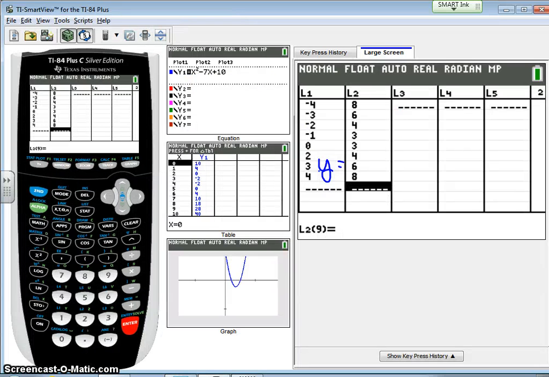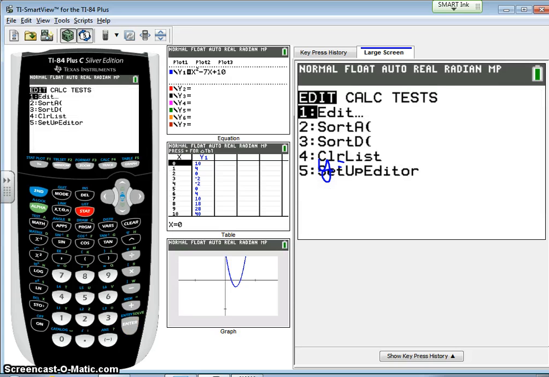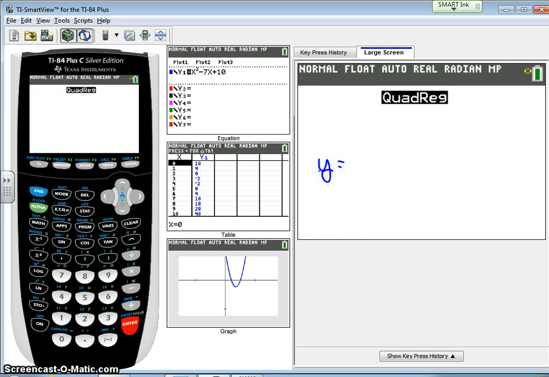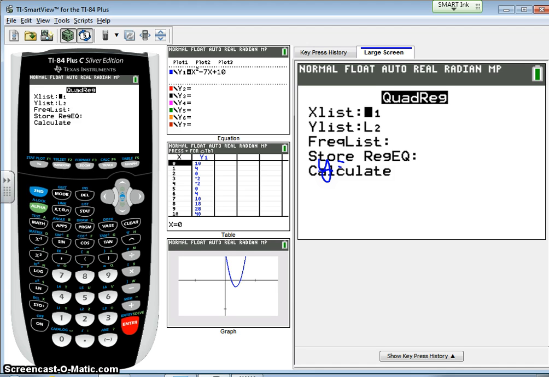Okay, I'm back. We've got them typed in on the edit screen right here, so we're going to hit Stat again. We're going to go over to Calculate, and like I said, this one is a quadratic fit, so that's going to be number 5 this time. So we're going to go down to number 5, and we're going to hit Enter. Yep, I've got my X's in L1, my Y's in L2, so I'm going to scroll down to Calculate and hit Calculate and hit Enter.